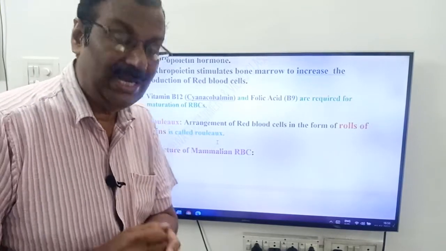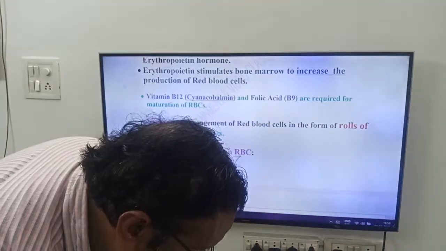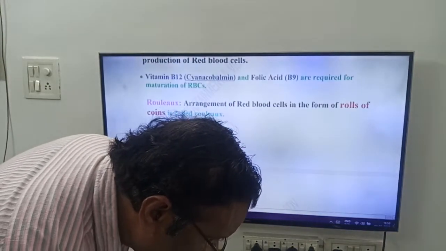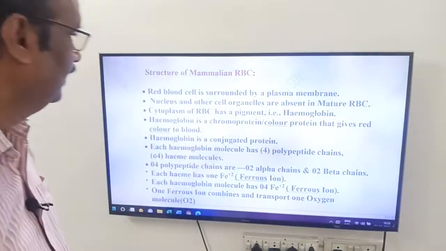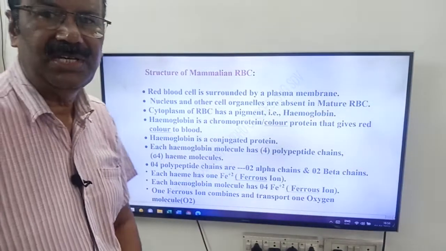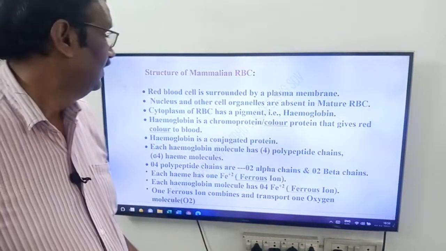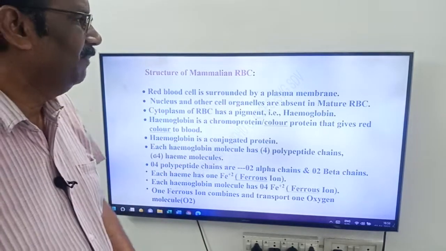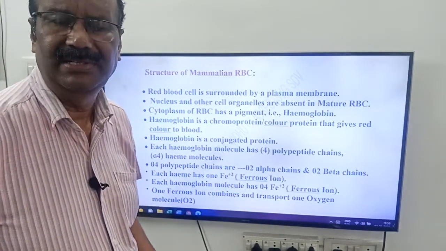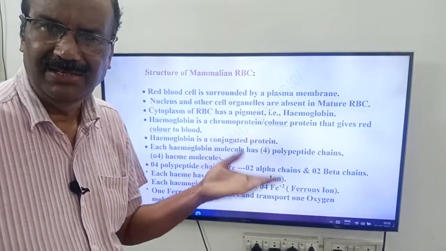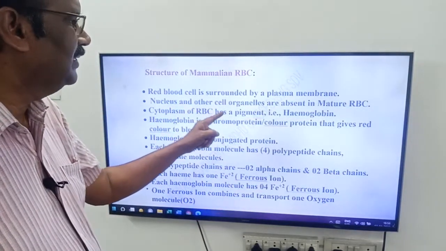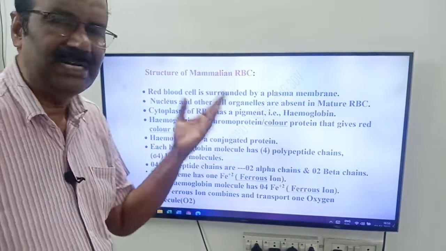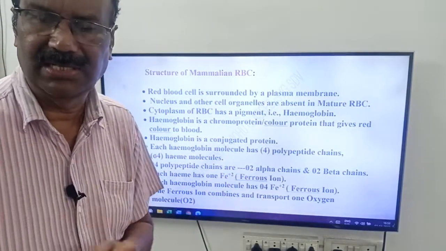Okay friends, now come to the structure of mammalian RBC. See friends, the structure of mammalian RBC. A red blood cell is surrounded by a plasma membrane. It is a cell, so it is surrounded by a plasma membrane. Generally a cell has a nucleus and other cell organelles.